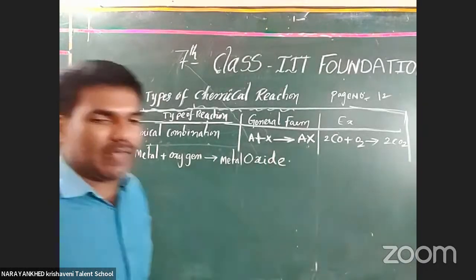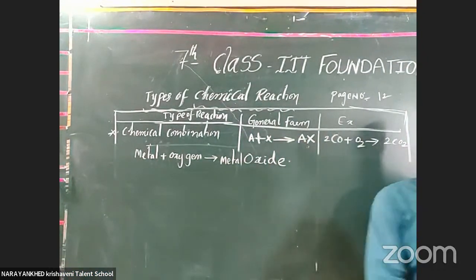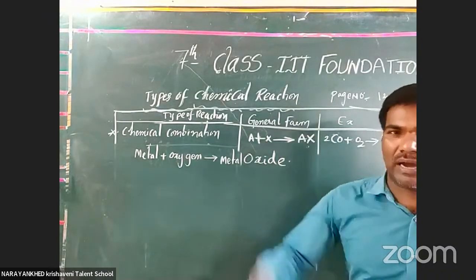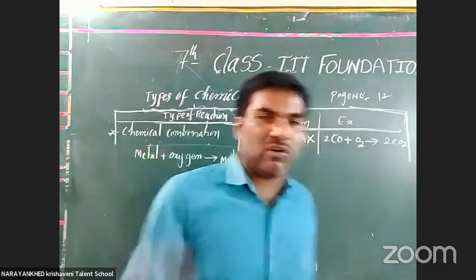Number of metals are there. Okay, clear or not? Yes. Iron is a metal. Magnesium is a metal. Aluminum is a metal. Okay, when metals are combined with oxygen, what will be formed? It will be formed as metal oxides.